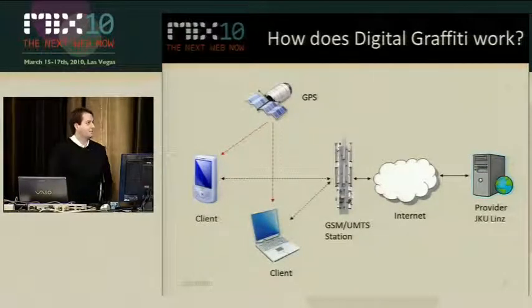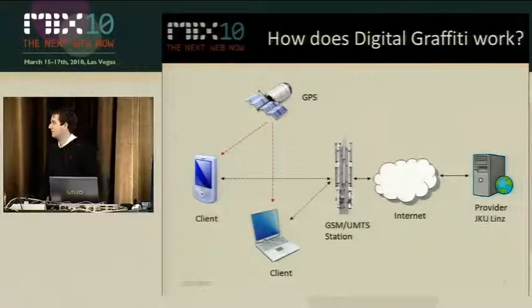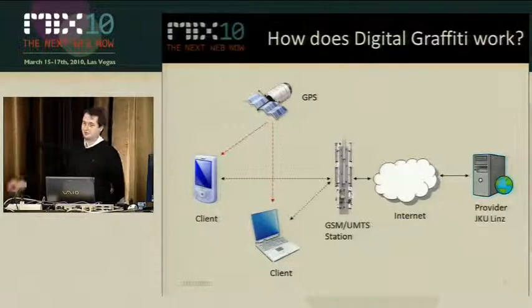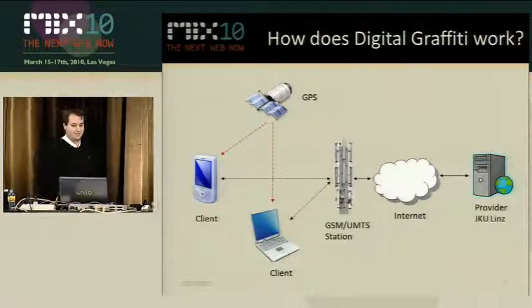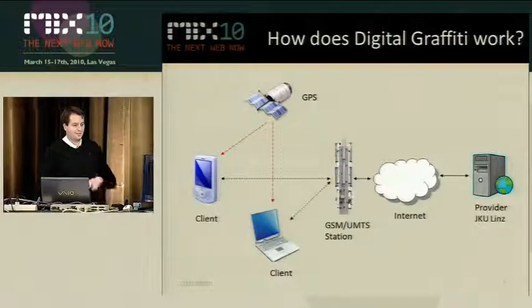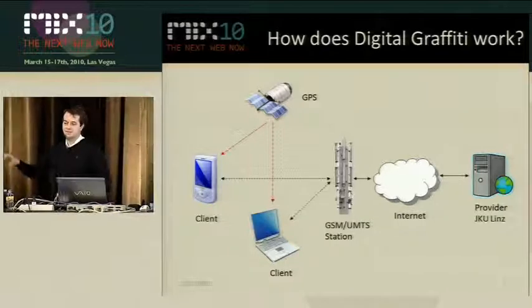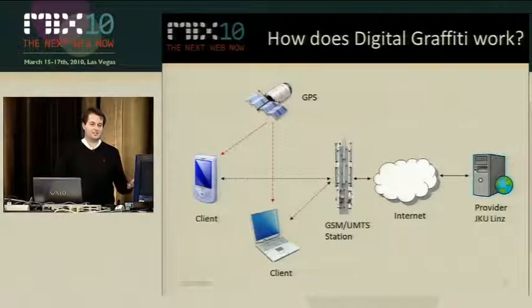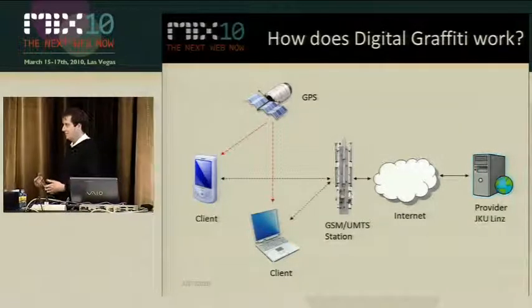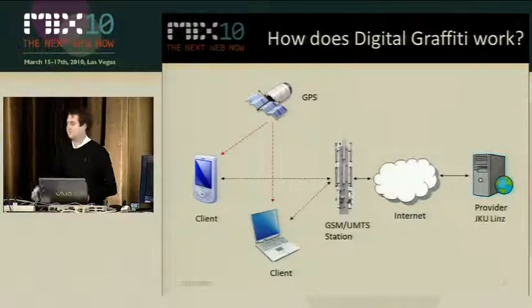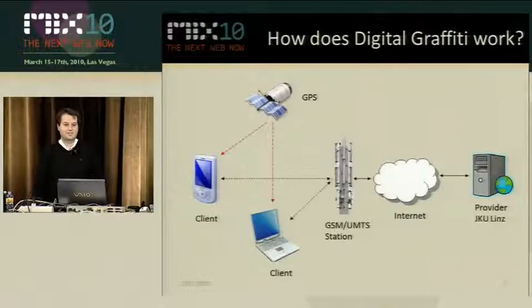Yeah, here is an overview of how the system works. We have a provider, that's the JKU Linz, the University of Linz, and it's called a region server. The region server is specific to every region. So if you want to have that system, for instance, at the MIX, you could just go and build up your own provider. And all of this is connected via a cloud, the internet.